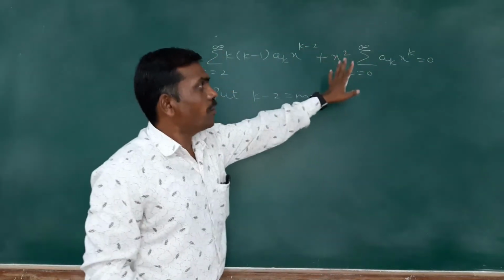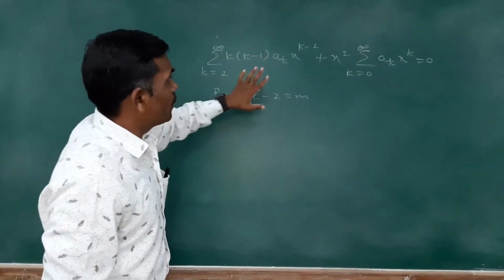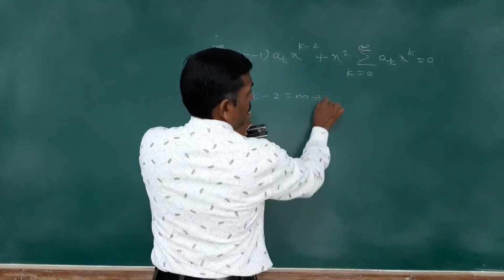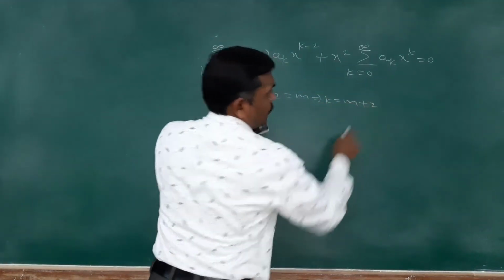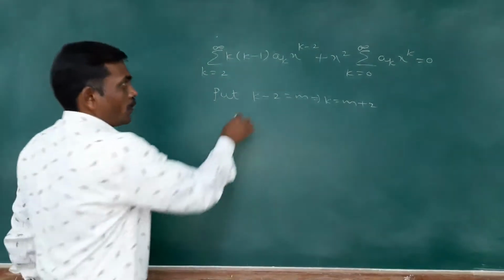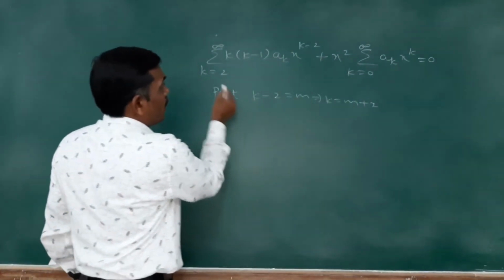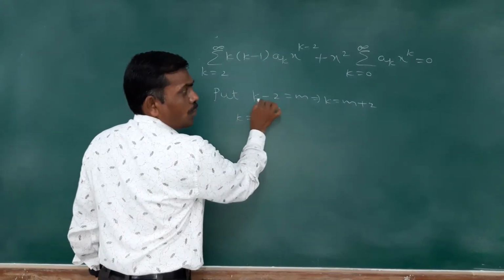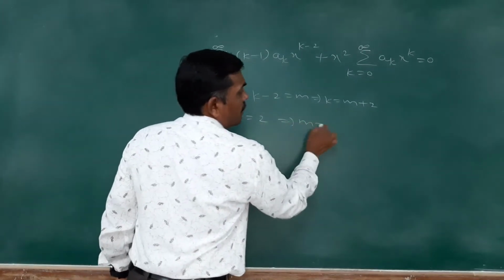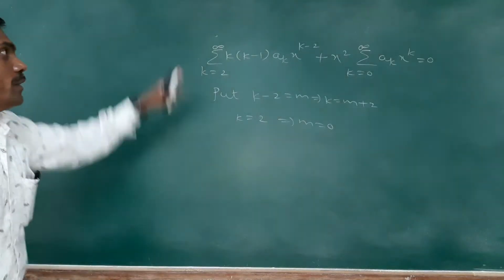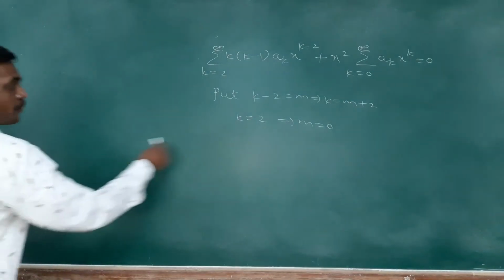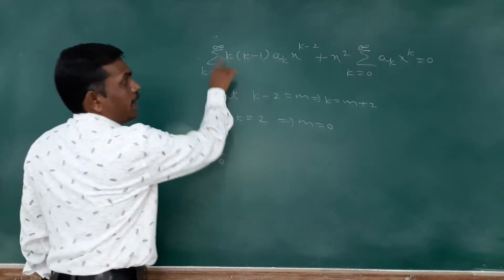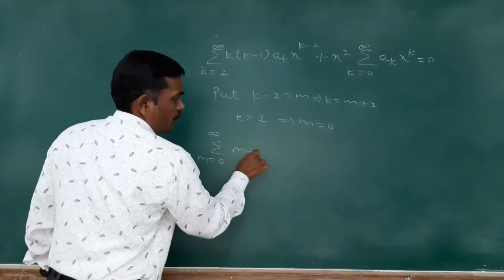Okay. The second part we will see. First concentrate on the first series. k - 2 = m. So what is the value of k from this? The value of k is m + 2. Our k starts from 2, so for k = 2 I get 2 - 2 = 0, meaning my m starts from 0.